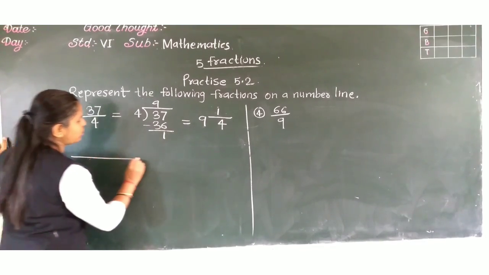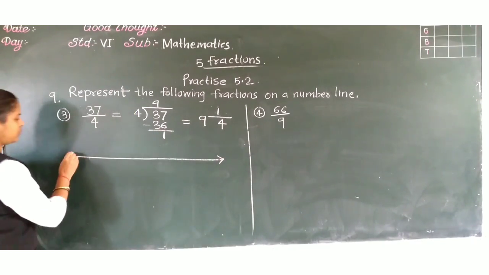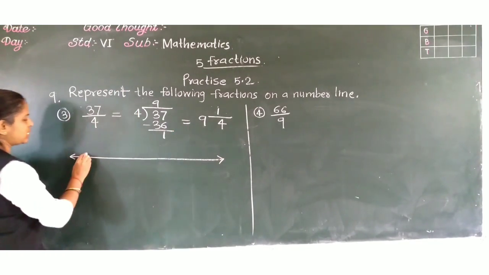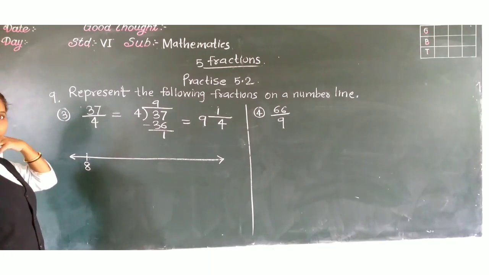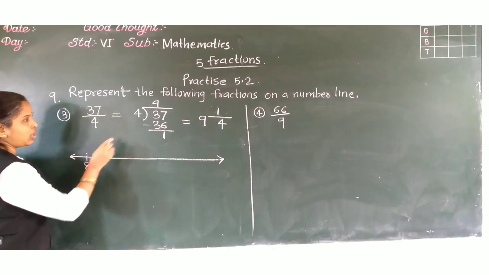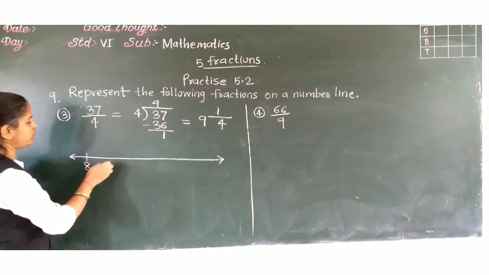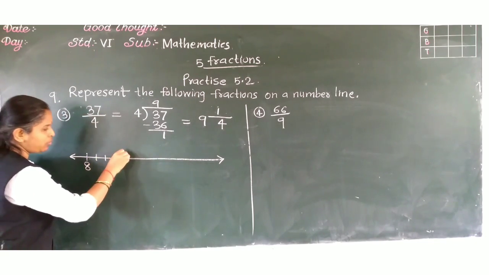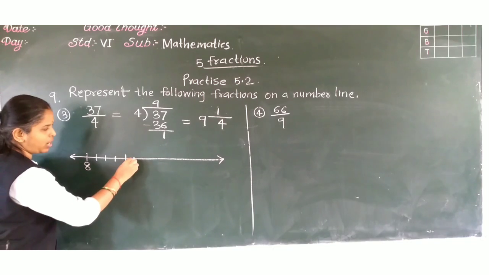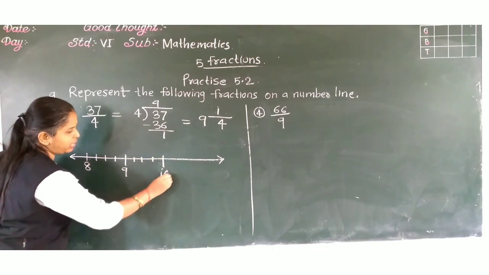So how to show it on the number line? See. Before 9 what number is there? 8. I start from 8. So how many equal parts should be there? 4. The denominator gives us that 4. So 1, 2, 3, 4. Here 9 will be there. 1, 2, 3, 4. Here 10 will be there.